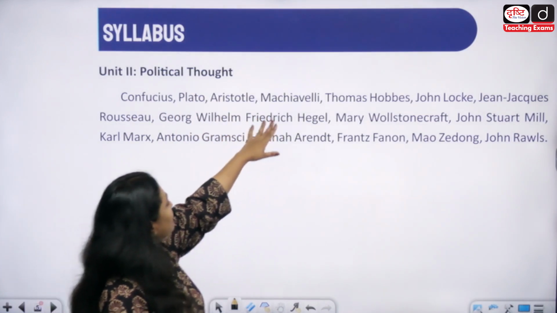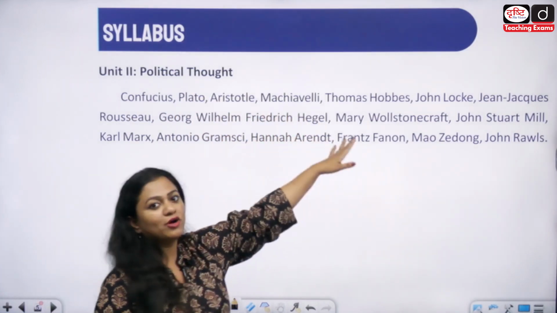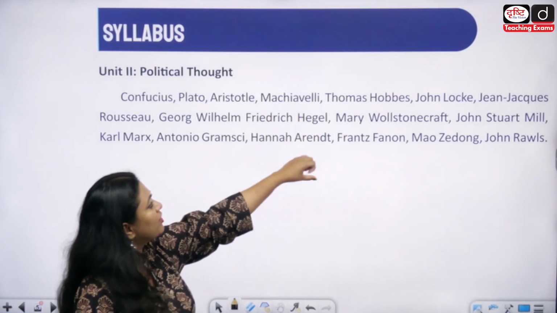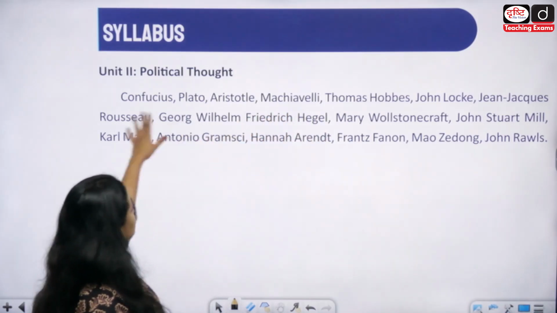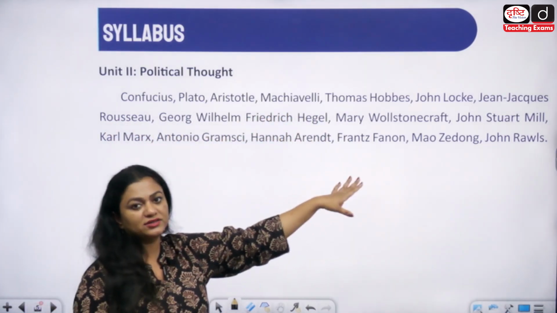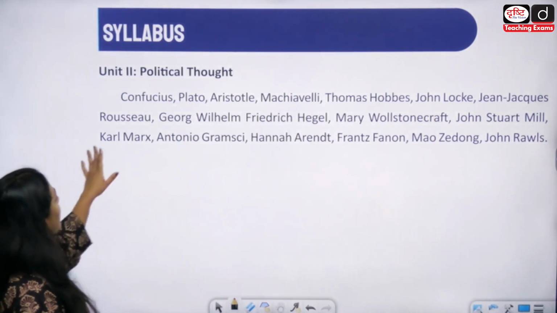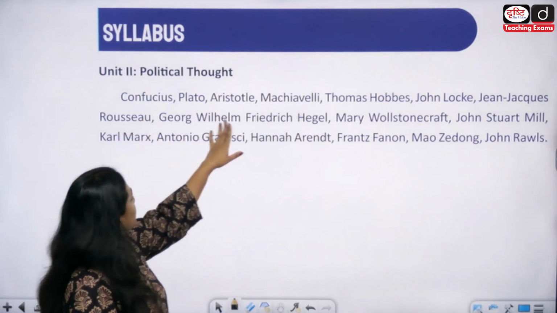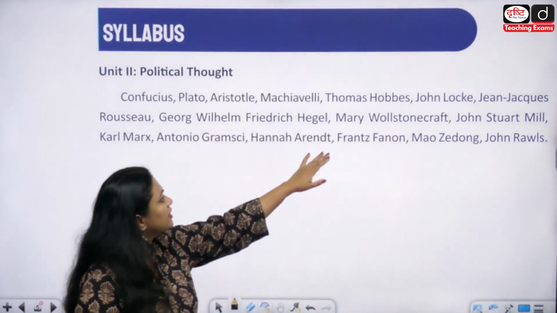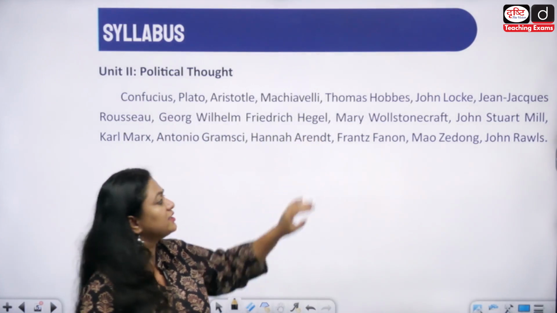Then after you have the Italian thinker Machiavelli, then Thomas Hobbes, English thinker, John Locke, English thinker, then we have Jean-Jacques Rousseau. These are part of the social contract theory. Hobbes, Locke, Rousseau, social contractual thinkers. Then we have G.W.F. Hegel, who is known for German idealism.